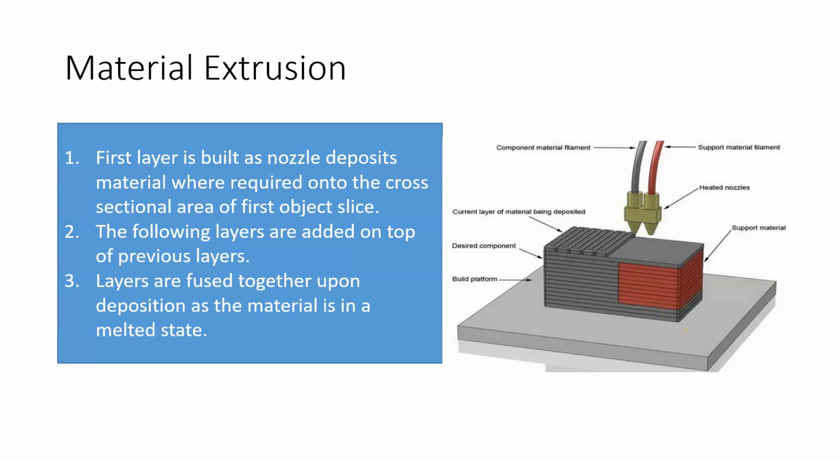Then after the first layer is deposited, this build platform is going to move down one step, or the head can move up. Depends on the 3D printer how that's going to work. But let's say that the build platform is going to move down. It's going to move down equal to one layer thickness, and then the next layer is going to be deposited on top of that. Okay. Third, the layers are fused together upon deposition as the material is in its melted state.